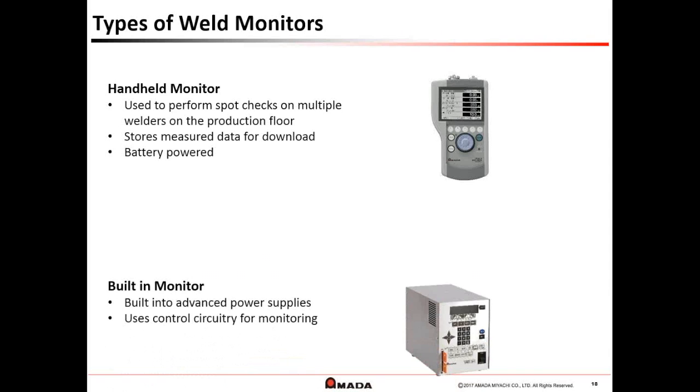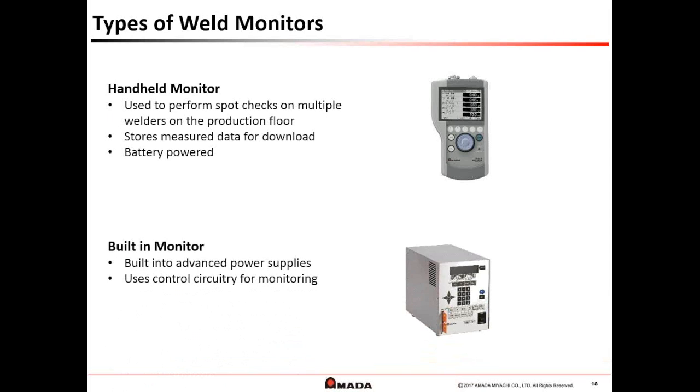Now the last one here is very interesting, and a lot of you probably don't know this. You say, well, Lauren, why do I want to buy a monitor if I've got a power supply that already has a built-in monitor? Well, the built-in monitor in most of these controls typically uses the control circuitry for the monitoring. So what that means is if there's a unit that's out of calibration or there's a software glitch, that unit might be outputting the wrong current.